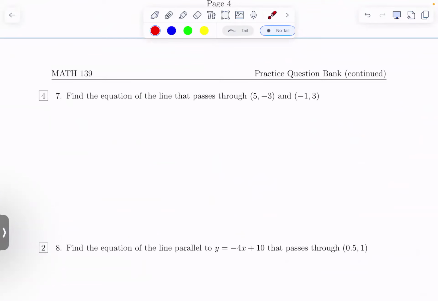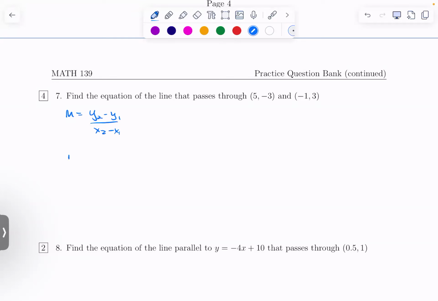Find the equation of the line that passes through 2 points. Sounds familiar from the outline, right? What's your first thing you're going to do? You have to find the slope. M is y2 minus y1 over x2 minus x1, or however you want to find it is fine by me. You don't have to use the formula. It's rise over run. You could even plot them and look at what they would look like, right?